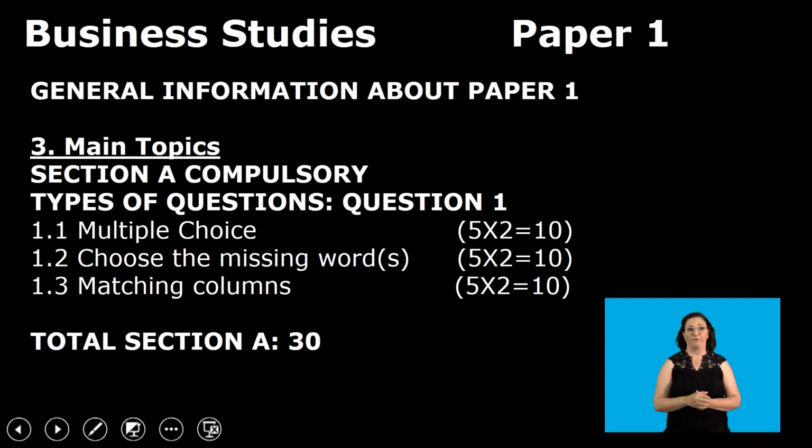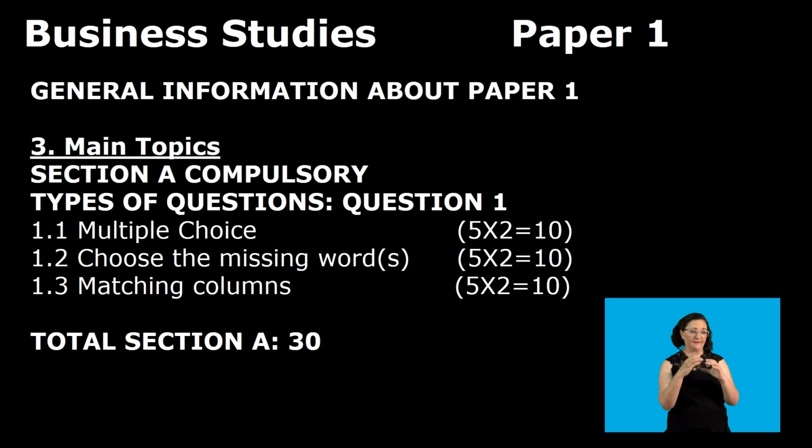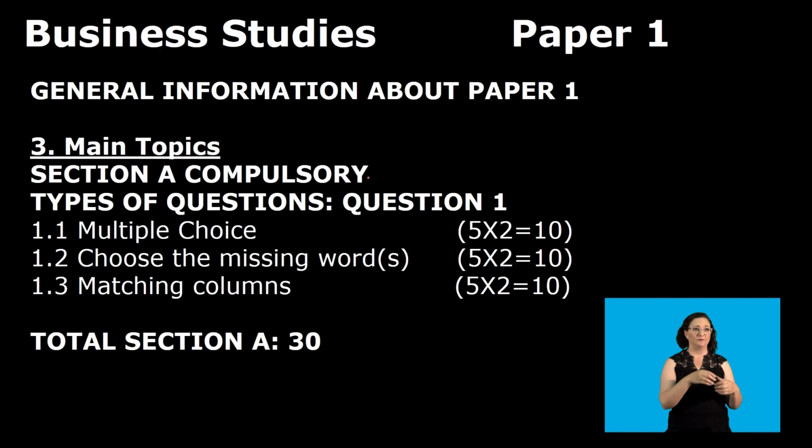Right, we've got the main topics, like as mentioned, that there are so many topics for Business Studies. So there are main topics that have to be answered. So Section A, as I've said, it's compulsory, meaning you answer everything. And in your Section A, there are types of questions that you'll be asked. You've got your multiple choice questions, which is out of 10. You've got choosing the missing words, which is also out of 10. Matching columns, column A and column B, which is also out of 10. And total Section A, it's what? 30 marks. Can you see how simple this is? So if you read your instructions, you'll be able to answer accordingly.